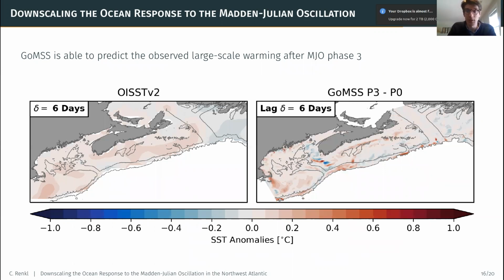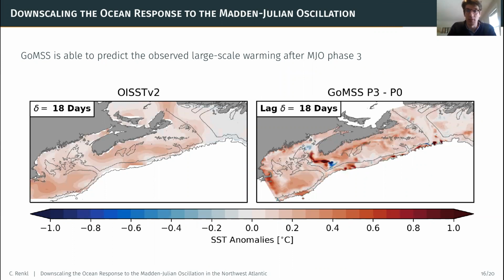So as we go forward in time, we can see that the same positive SST anomaly that we observe in the left panel, we're also able to predict with the model, which then later on starts to decay. But in addition to this large scale warming over the shelf, we get the advantage of the high resolution model of lots of small scale features.